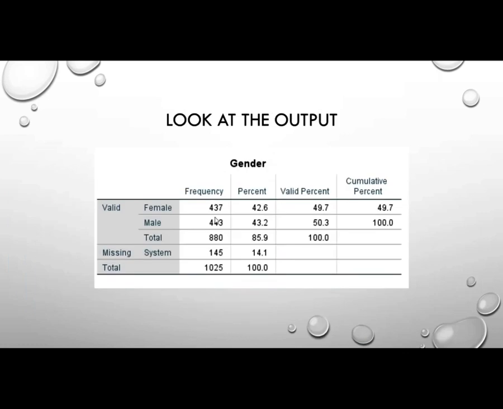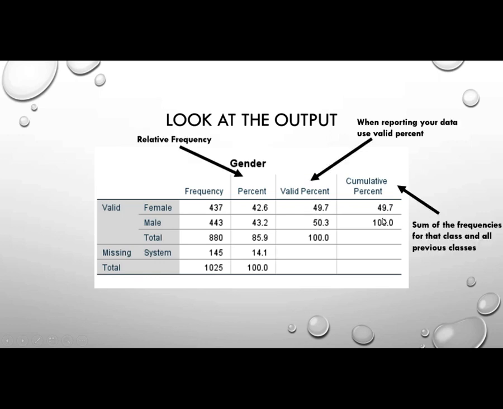Okay, so the frequency, these are just the counts. We have 437 females, 443 males, and here's the total. All right, so the relative frequency is how many females out of the total right here, the total of everyone, including those who are missing. So that's 42%, but that's not really helpful, because what I'm interested in is how many people I actually have scores for. So I go to the valid percent. And then cumulative percent, I'll explain in just a second.